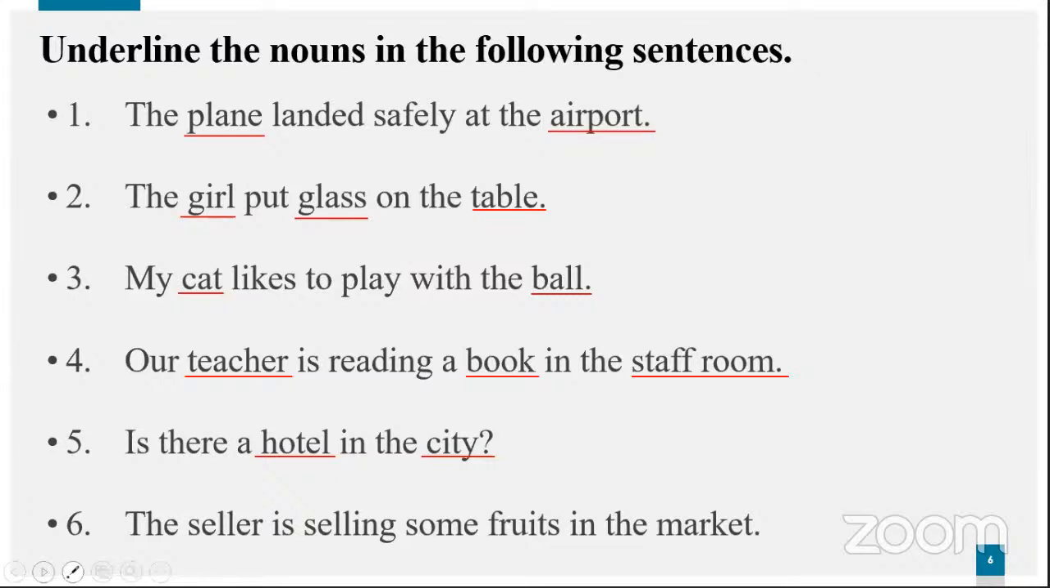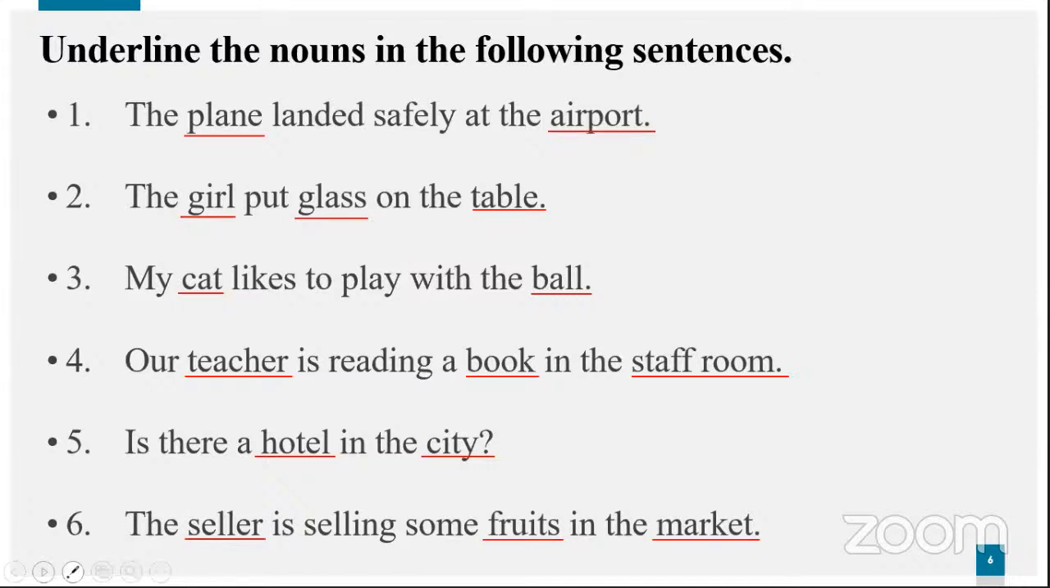The seller is selling some fruits in the market. In this sentence, we can identify three nouns. The first one is seller. It's a person. The second one is fruits, things. The last one is a place, it's market. Mark the answers.